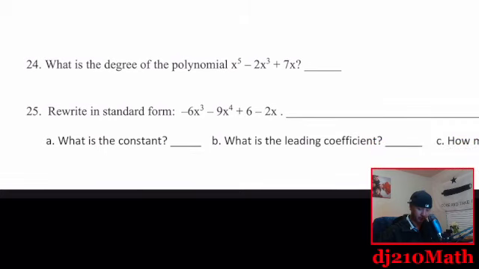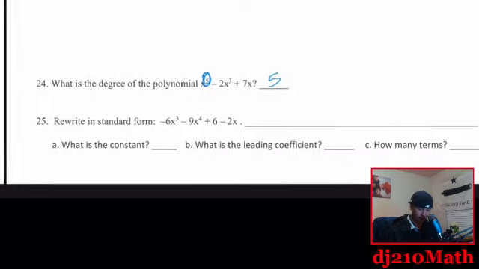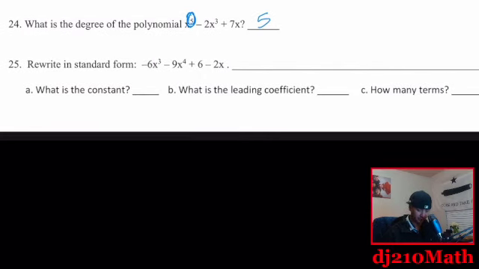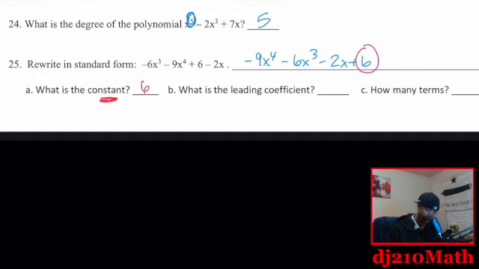24. What is the degree of the polynomial? So you got to look at the largest exponent. 5. Rewrite in standard form. So standard form is going to be decreasing order. This one's actually really important, actually. So this is negative 9x to the 4. That's the biggest one. Minus 6x cubed minus 2x plus 6. Okay. Constant. Which one's the constant? Which one has no x on it? The constant is 6.